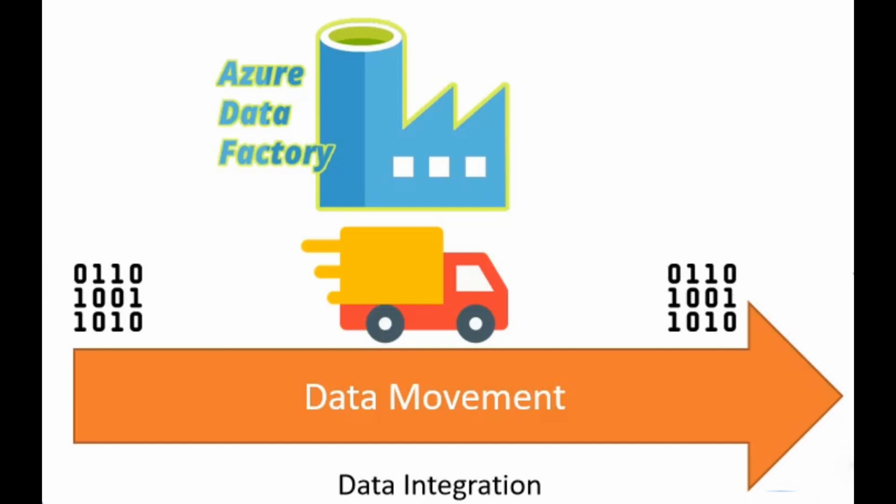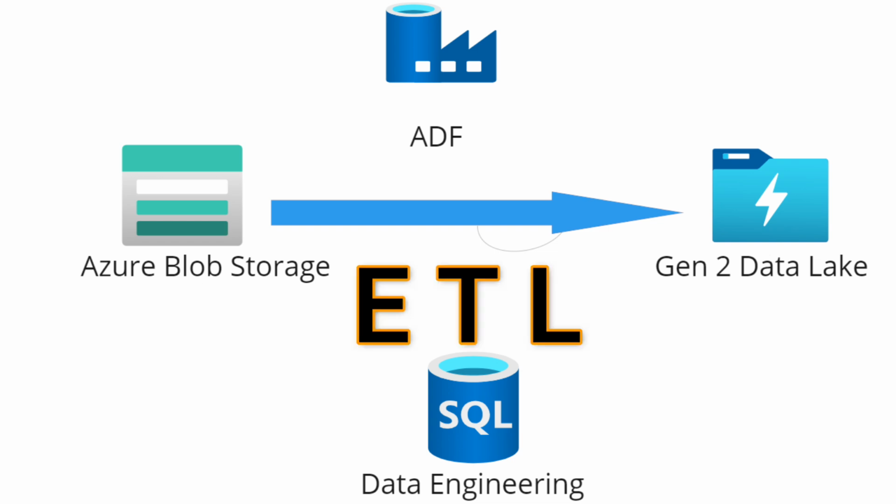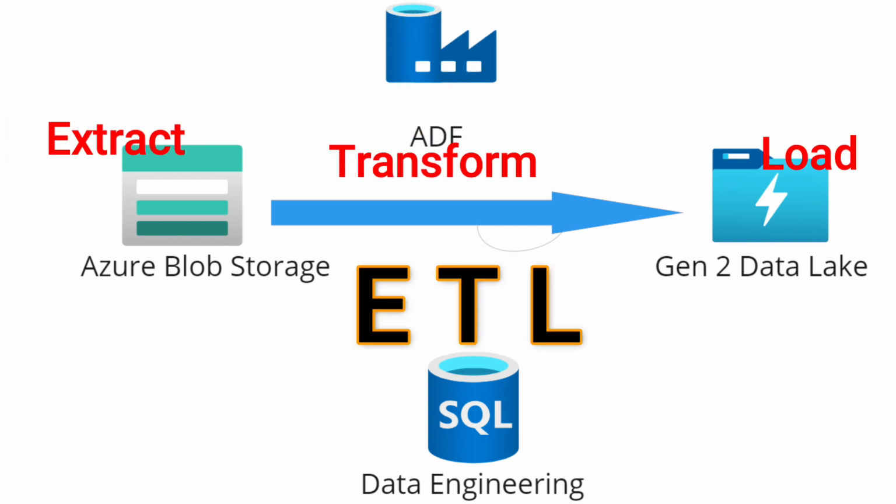ADF helps you move these raw materials from the warehouses to a processing unit where they get transformed into the finished product. In similar terms, ADF helps you collect the data from various sources, transform it into a useful format and load it into a destination system. This process is often referred to as ETL: extract, transform and load.